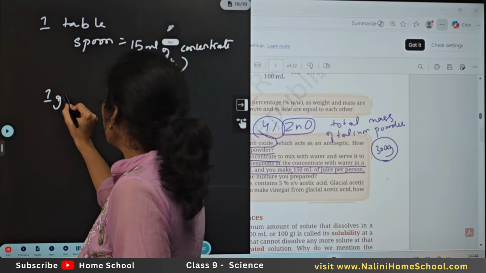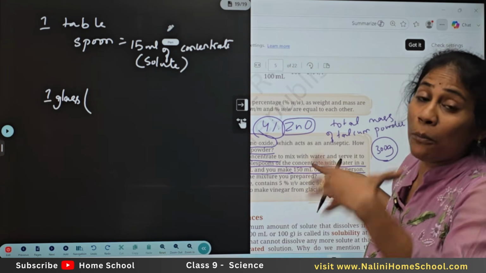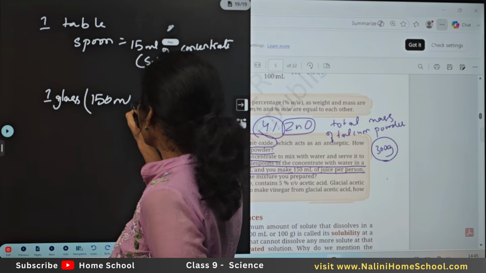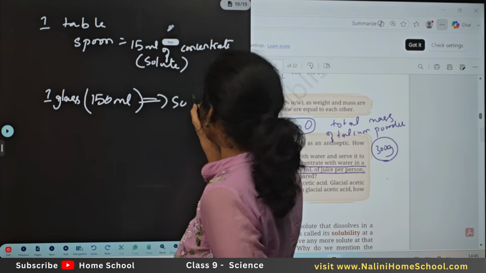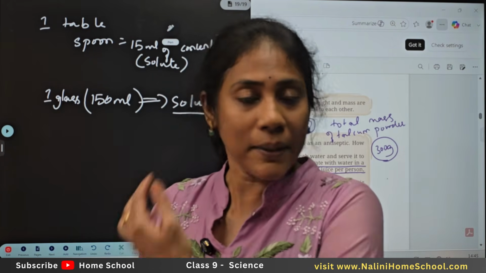Okay, 1 glass. 1 glass means how much of water you have taken? So how much of total juice that you are making? 150 ml. Okay, so this is the solution that you have. So this is the volume of a solution. 1 glass of juice you are making.